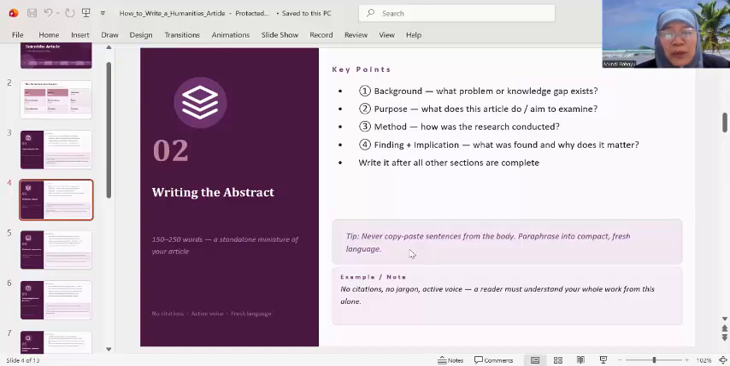So never copy-paste sentences from the body. This is a good tip that you have to remember. Paraphrase into compact, fresh language. No citation, no jargon, active voice. A reader must understand your whole work from this alone.